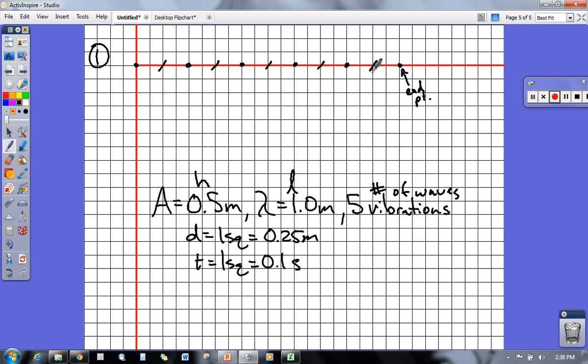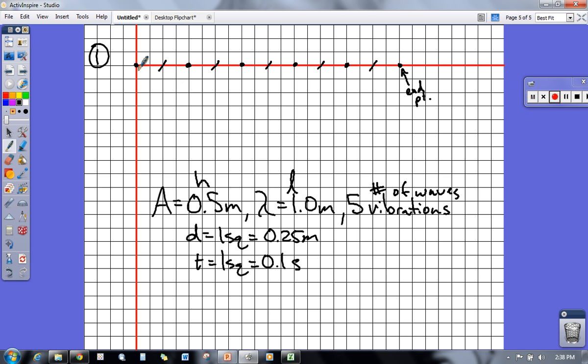Okay, we have our dots, we have our dashes. Now, we need to figure out our amplitude. And with that, we will figure out where our crests and where our troughs go. Okay, so we have an amplitude of 0.5 meters. How many squares? 2 squares. So we're going to go 2 up.